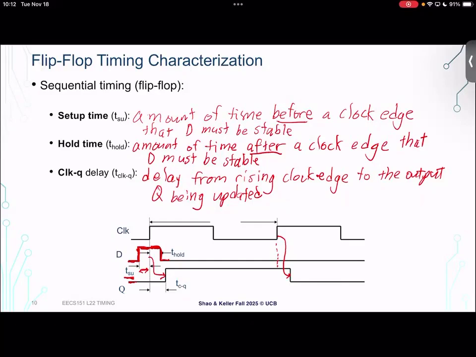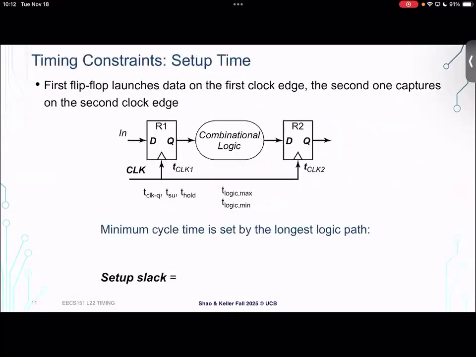So based on these parameters, let's go ahead and look at the two fundamental timing constraints that we need to analyze or solve for in order to guarantee that our sequential logic is going to function correctly. The first is the setup time. This is probably the one that you're more familiar with. This is probably the one that you've spent time staring at or analyzing or even optimizing in your labs and final project.